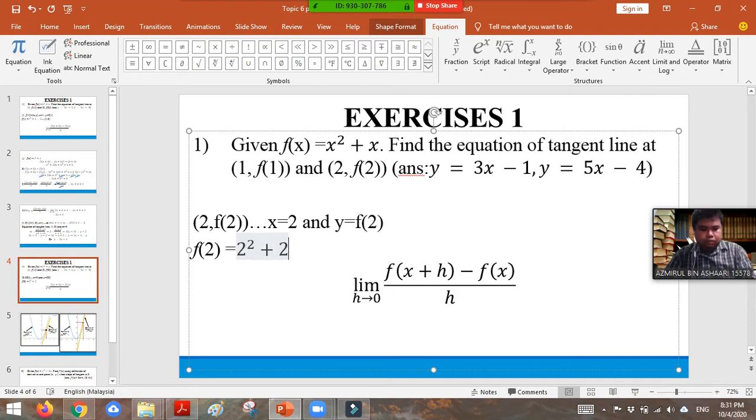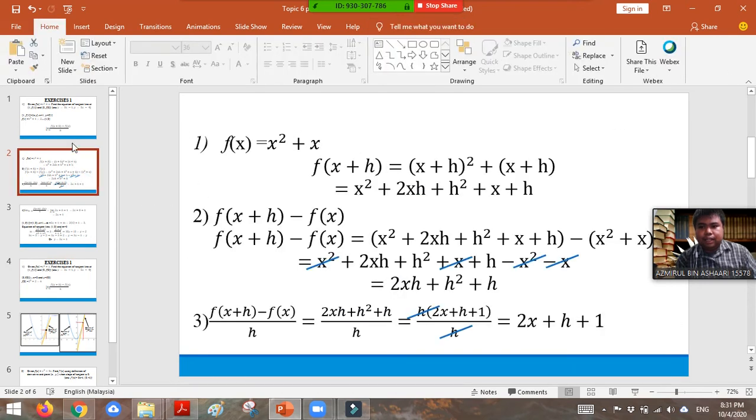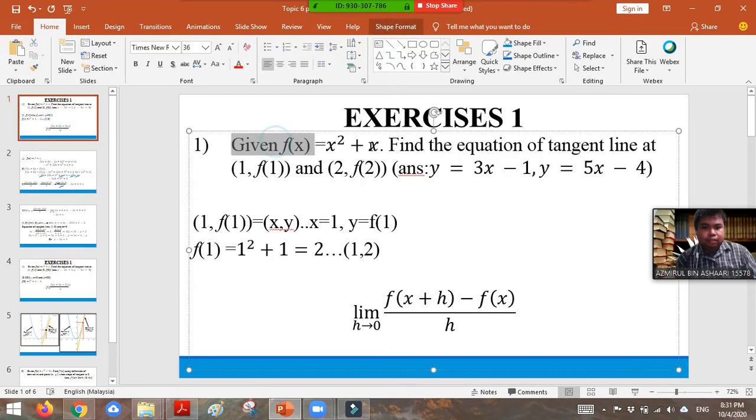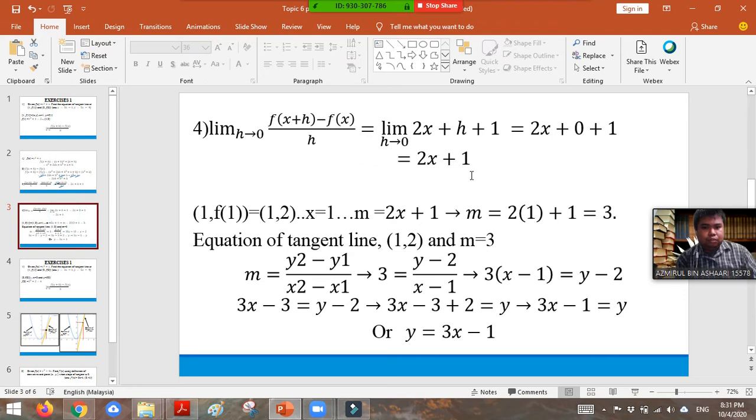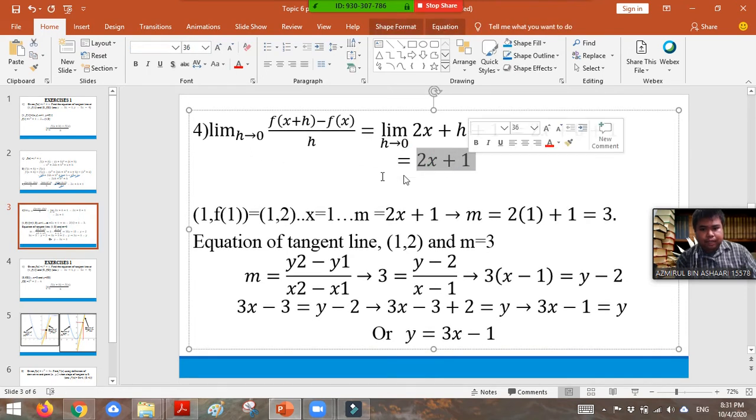Plus 2, and it has become 6. Okay, and then we need to follow this again: limit as h approaches 0 of f(x+h) minus f(x), divided by h. We're already done because they are the same question. So at the end it should be like this one also, which is 2x minus 1.